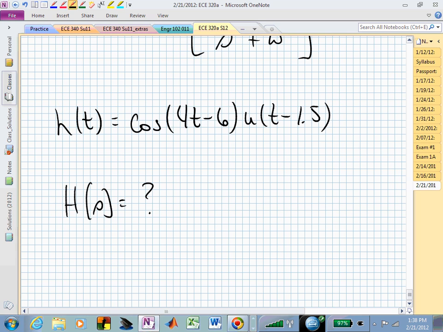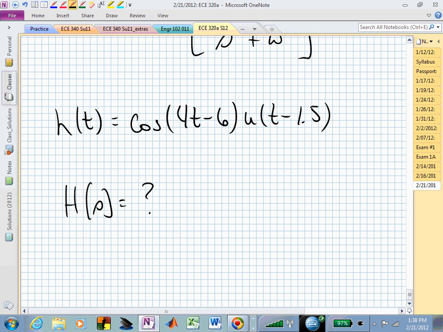Using my Heaviside, yes, I'm using a unit step. So u of t is acting like a switch. This is saying turn this sinusoid on after what time? 1.5. So now, if I didn't have it switched on, I would have this infinite duration.